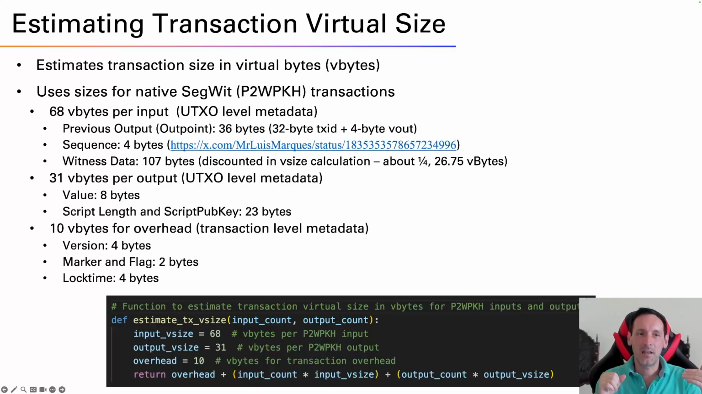Then you have the output. The output is smaller in size, and it has primarily two fields. There is the value, which represents the number of Satoshis being sent to the recipient. It's an 8-byte integer encoding that value. And then you have the really important one, which is the script length and script pub key, which is about 23 bytes.